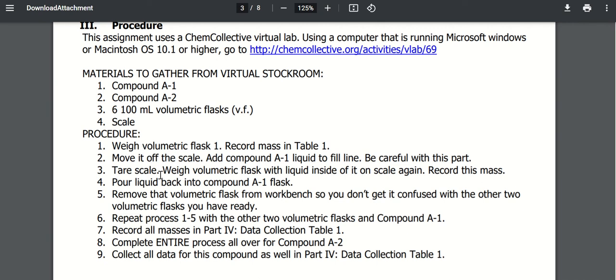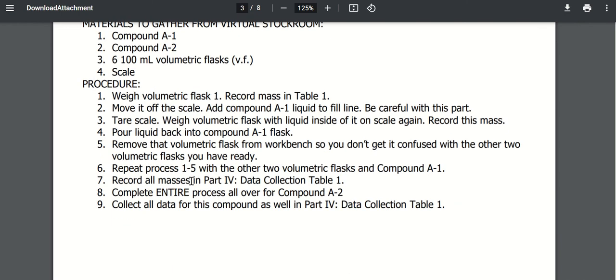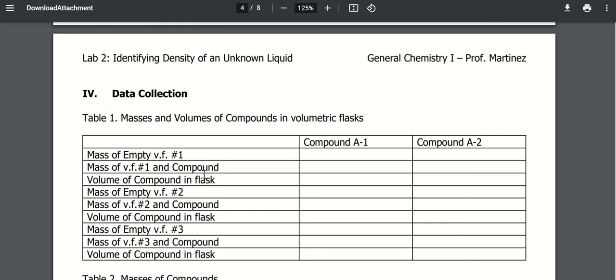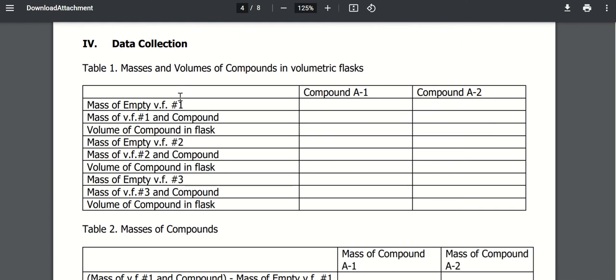Now, what is the main idea of what you're doing? I'm not going to sit here and read out the procedure step by step to you. That's so boring. It's way more fun if you try it on your own. So instead, what I'm going to do is tell you the main idea of the data that we're collecting. Part 4 is your data collection portion.